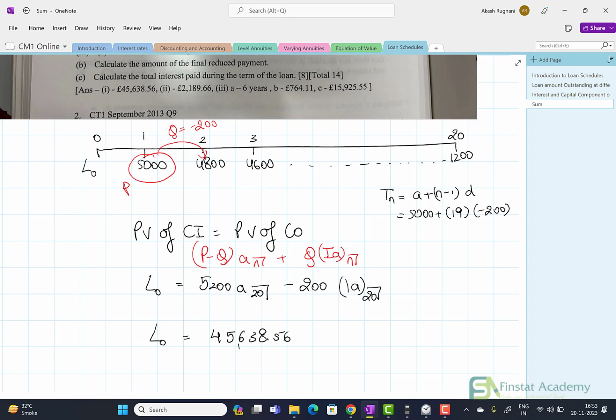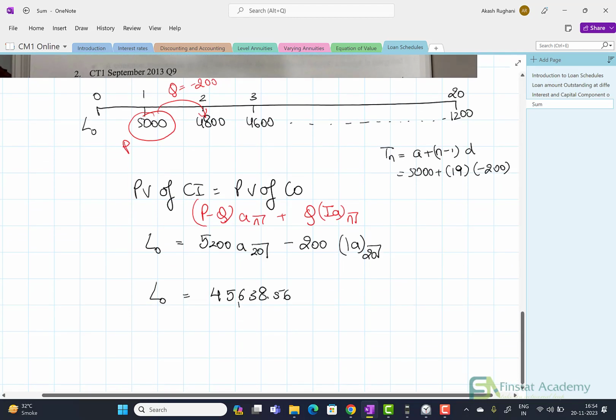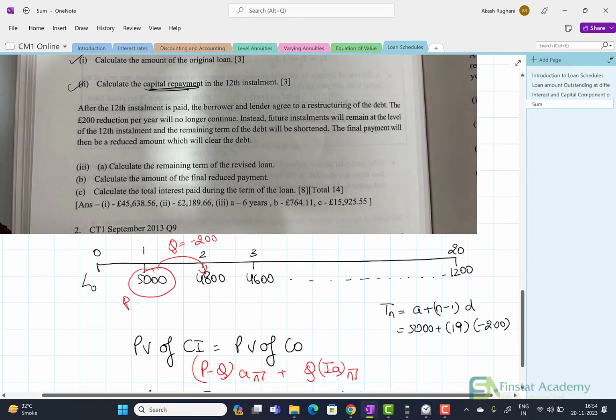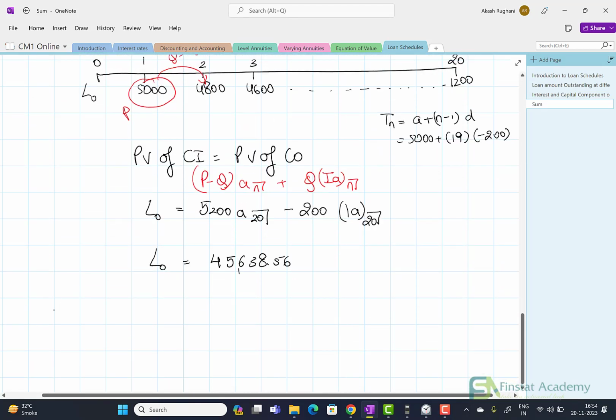I hope everyone will now be able to do the math. Now I'll not use the calculator so frequently. I hope everyone can do the math. Cool. Now we go ahead to the second part, which is calculate the capital repayment of the 12th installment. So the second thing, capital repayment of 12th.